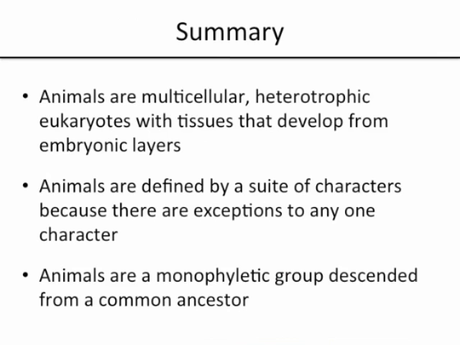So just to summarize, what makes an animal an animal? Animals are multicellular, they are heterotrophic, they are eukaryotes, and they have tissues that develop from embryonic layers. Those are really the big three. Multicellular, heterotrophic eukaryotes with tissues that develop from embryonic layers. They're defined as a suite of characters because there are exceptions to all of these, pretty much. So we'll look at some exceptions, but really there's a lot of different varieties that fall within these things.